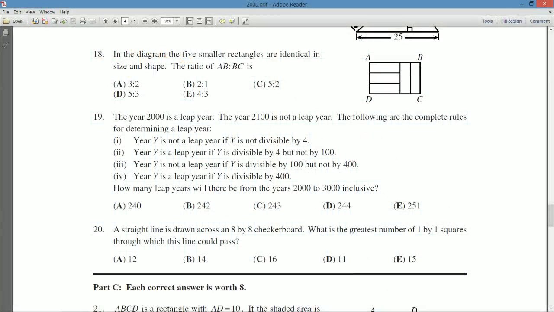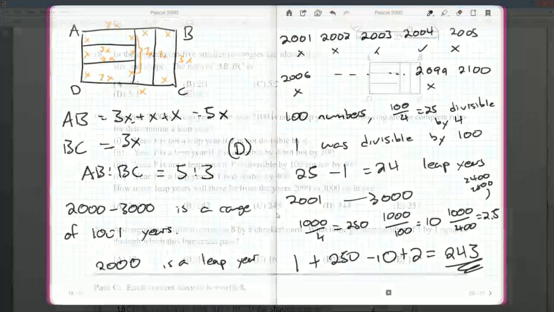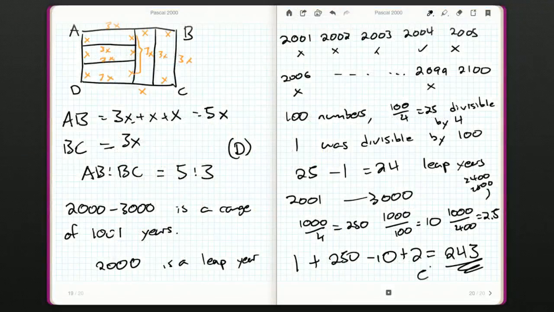Yep, there it is, right in the middle. C, 243. All right, I like that. That was a practical, real-world question because leap years are a thing, and mankind has struggled for a long time to get a reliable calendar system. So, good question. Good, and it related to the real world.